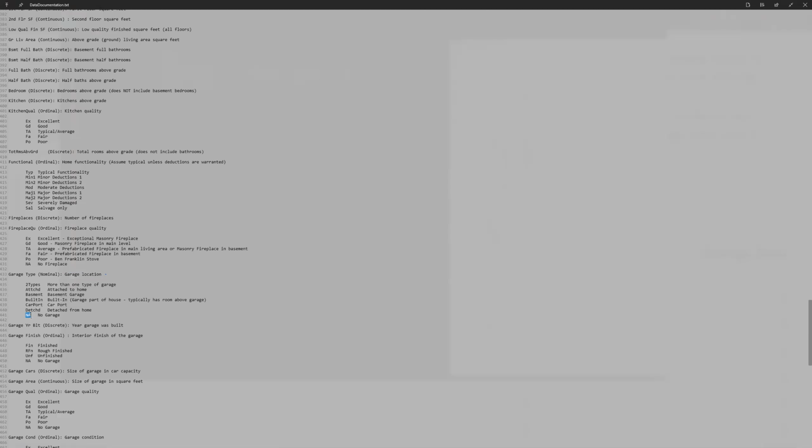So it says here that the NA really means that there is no garage. In other words, you can impute this value of NA in the variable Garage Type by saying no garage, to make it more descriptive, or you can say simply none. All right, so it has an explanation. In other words, the NA here means something. It has information here.